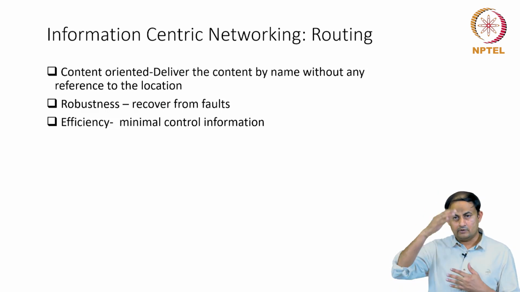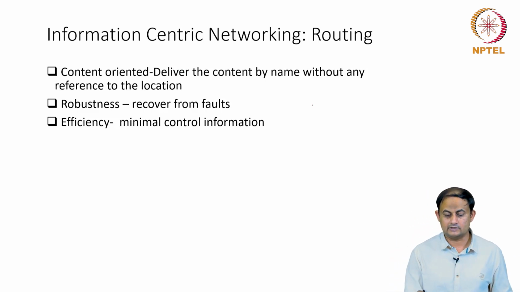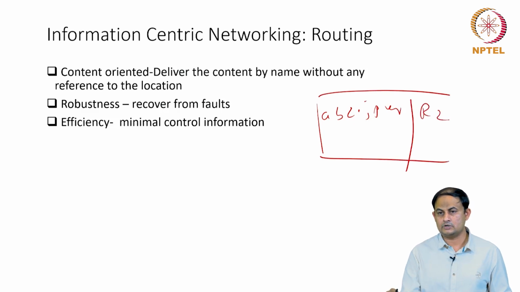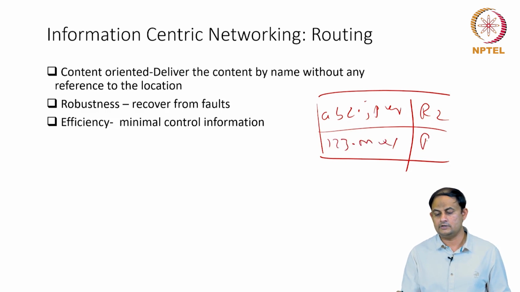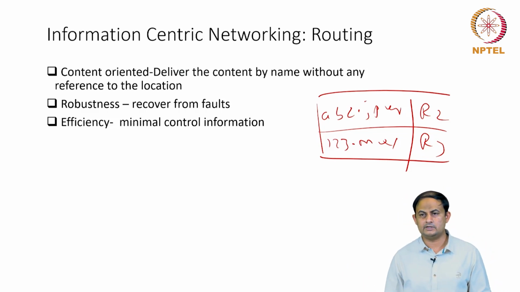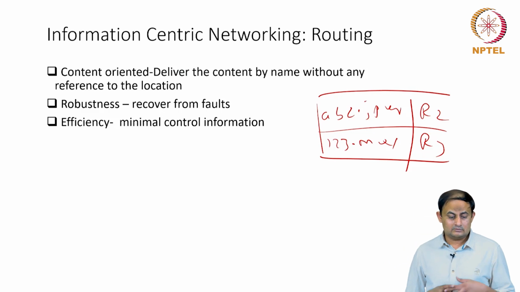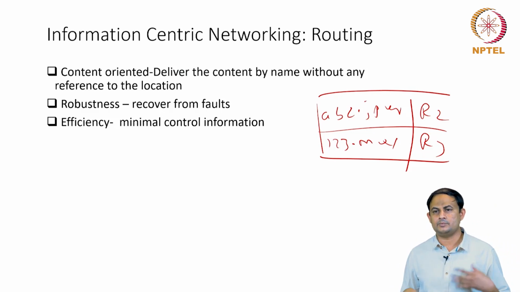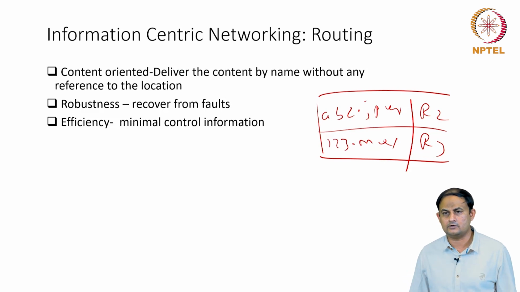So routing tables now contain names looking something like this. If you want abc.jpeg, then you need to go to router number R2. On the other hand, if you want the 123.moe movie, then you need to go to R3, or interface number 2 and interface number 3, something like this. So now how does the router know abc.jpeg exists in R2?